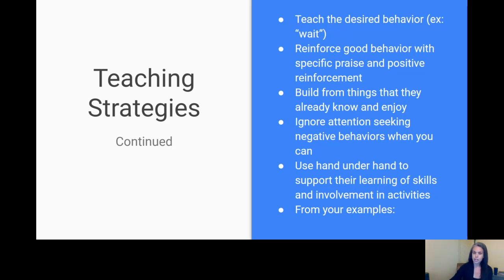Using hand under hand to support their learning of skills and involvement. This one is really powerful as well. It's my go-to teaching strategy for all things with our children with visual impairments. A lot of our children, some of the behaviors that we see is that they're defensive, that they don't want to touch stuff, or they get upset when their hands are grabbed. And a lot of our kids just really don't like this.